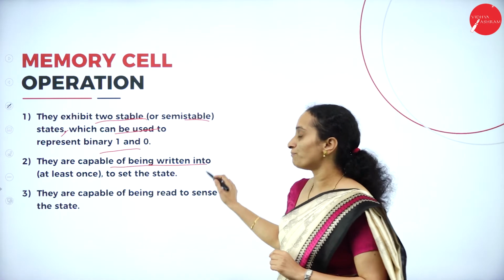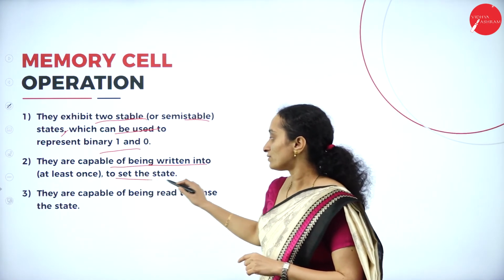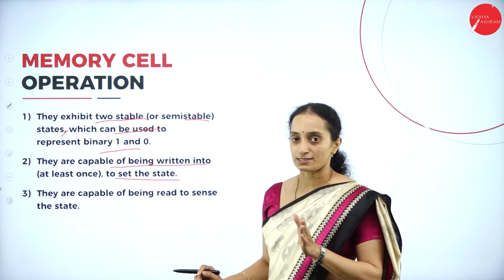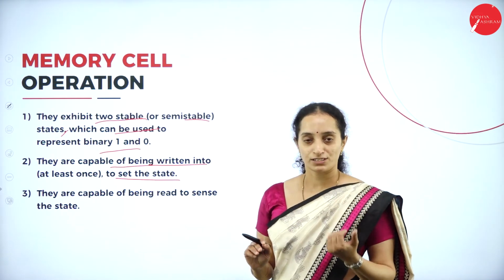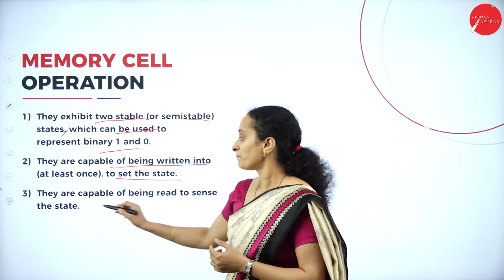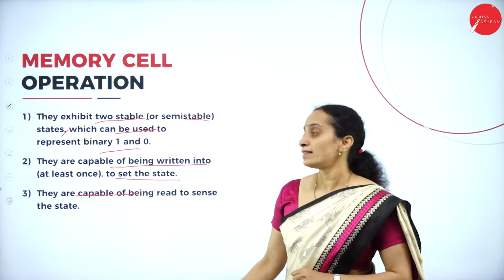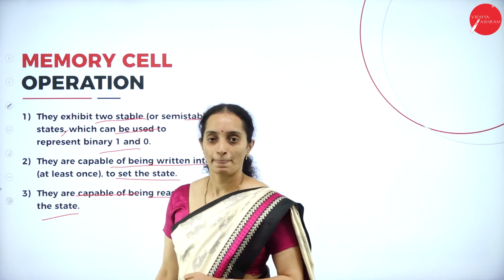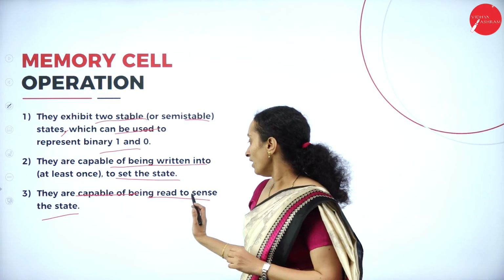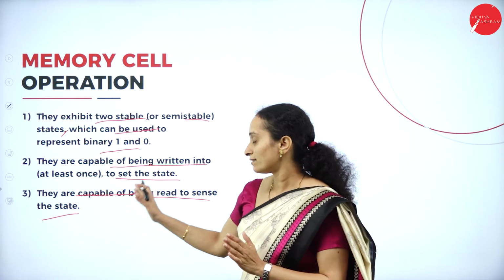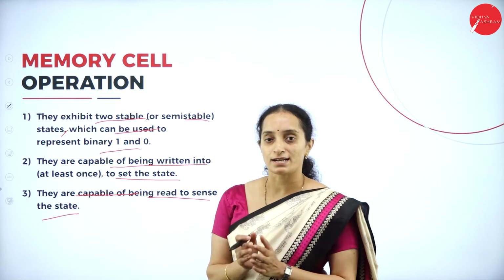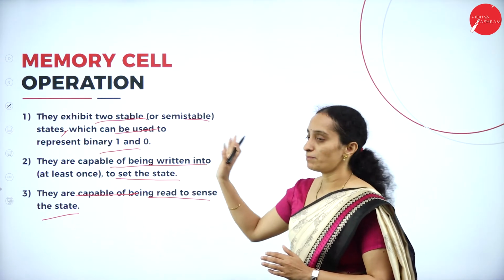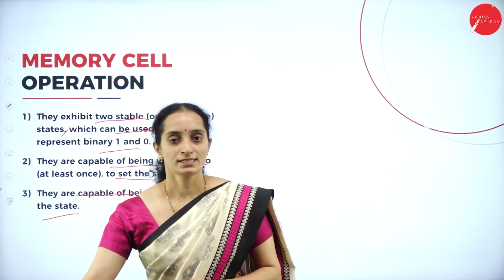They are capable of being written into to set the state. You can write once to set the state. You will have registers which help in accessing the cell. The third property is they are capable of being read to sense the state. They can be read to sense in which state it is, whether it is high or low, which will be understood by the memory cell.